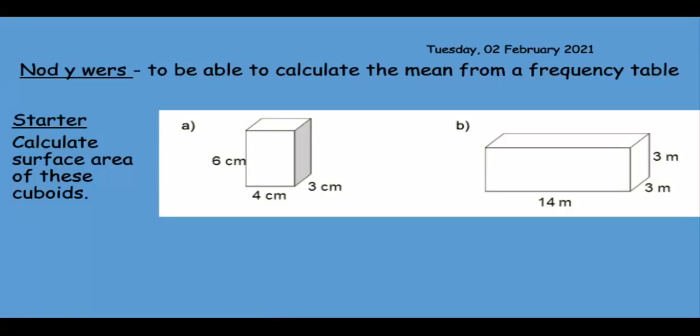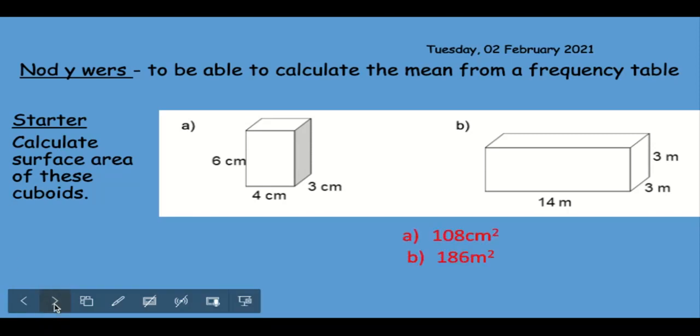Hello, so in this lesson we're going to be looking again at finding the mean in a frequency table. We're going to be using a slightly more formal method when we've got bigger numbers and making a list wouldn't be very easy to do. So first job though is the surface area of these cuboids, to calculate them. Obviously pause while you're working on them and we'll come back and mark your own.